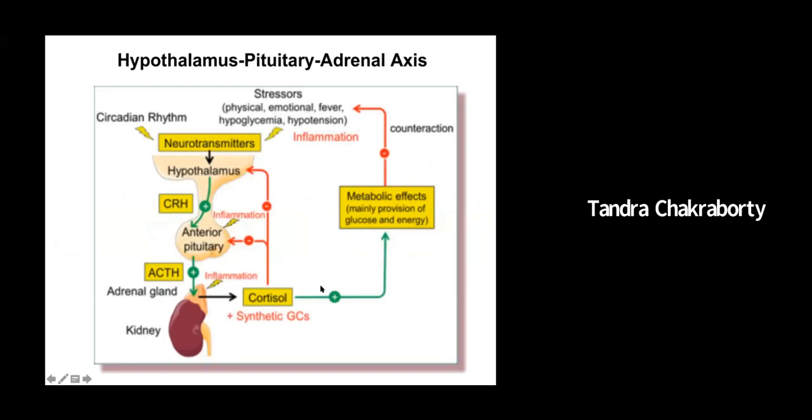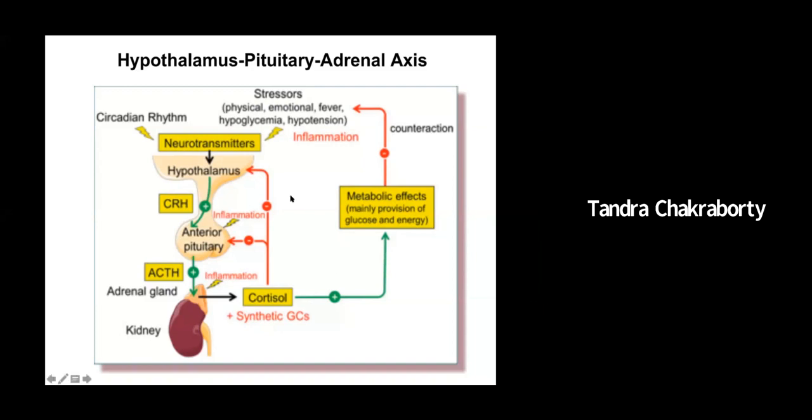So we will learn about the zona glomerulosa, but let me go over a simple axis that we have learned before, and this is a little more in depth. So if you remember, in previous lectures we had learned about the hypothalamus-pituitary-gonadal axis, right? So this is the hypothalamus-pituitary-adrenal axis because we are learning about the adrenal gland.